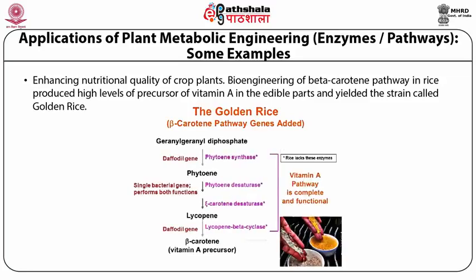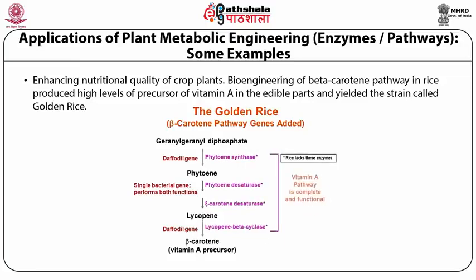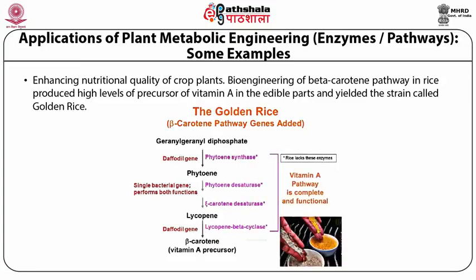You can see in the picture here, there's a normal rice which is white in color, on the left side. And golden rice is yellow, that is a beta-carotene fortified rice.